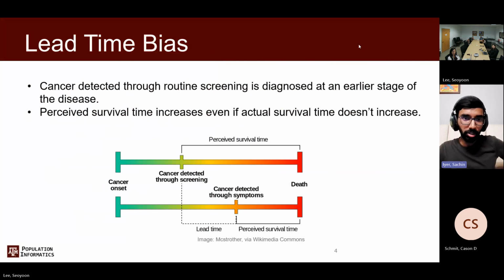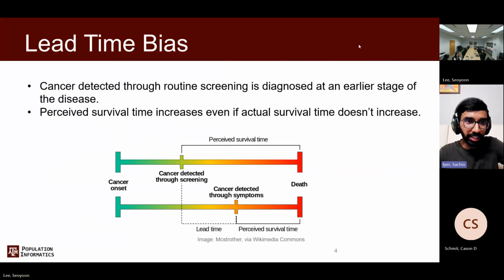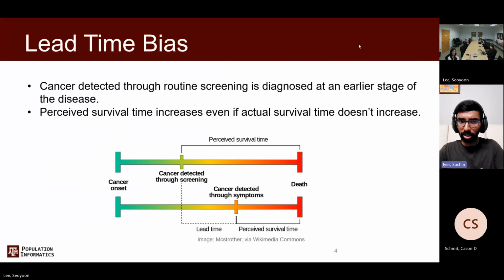So if we can go to the next slide. Yeah. So the lead time bias refers to the perceived survival time being higher in the case of cancer detected through screening. Here we can see two hypothetical people, both with the same cancer progression, but for the first person, the cancer was detected through screening at an earlier time, whereas for the second person, the cancer was detected through symptoms at a later time.